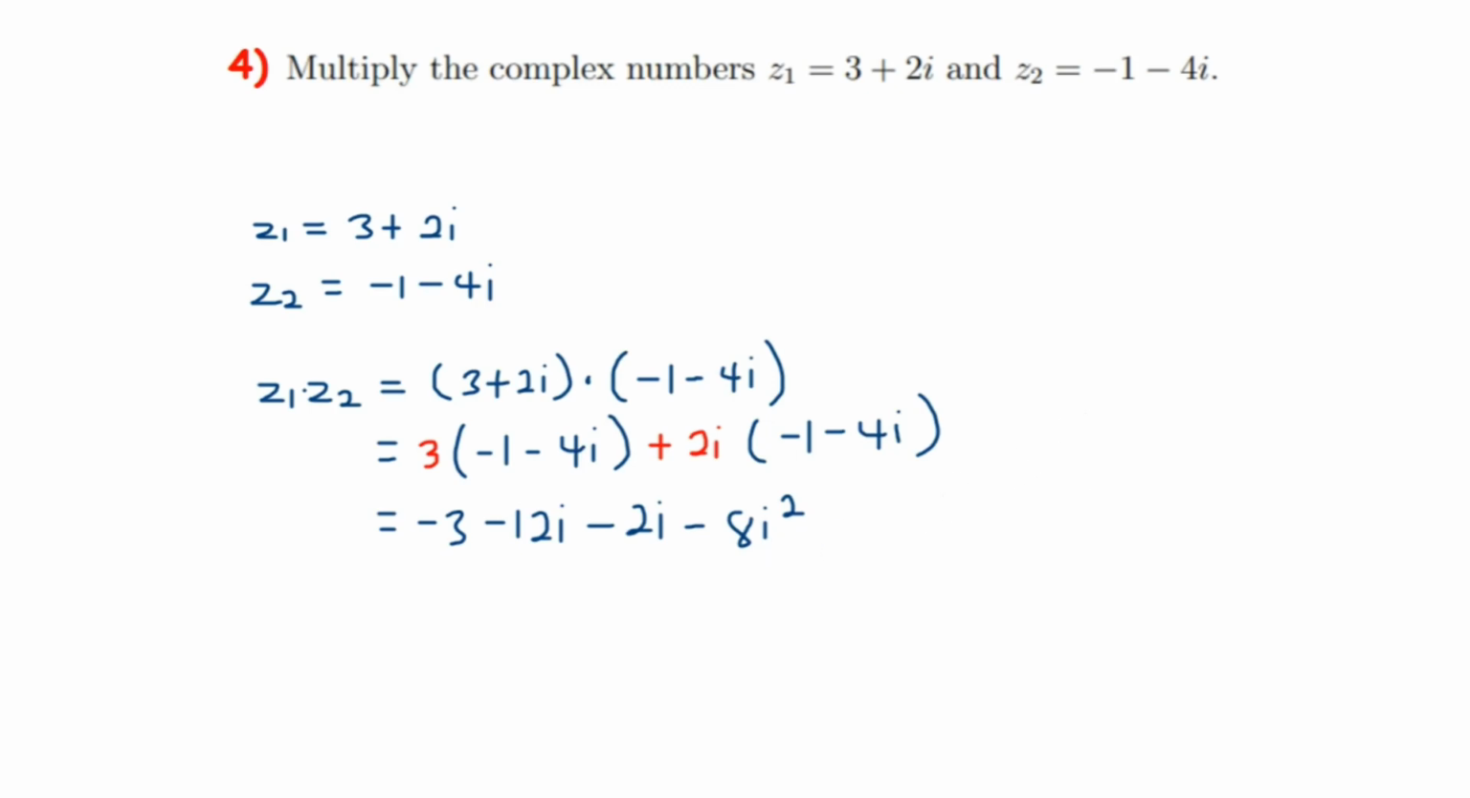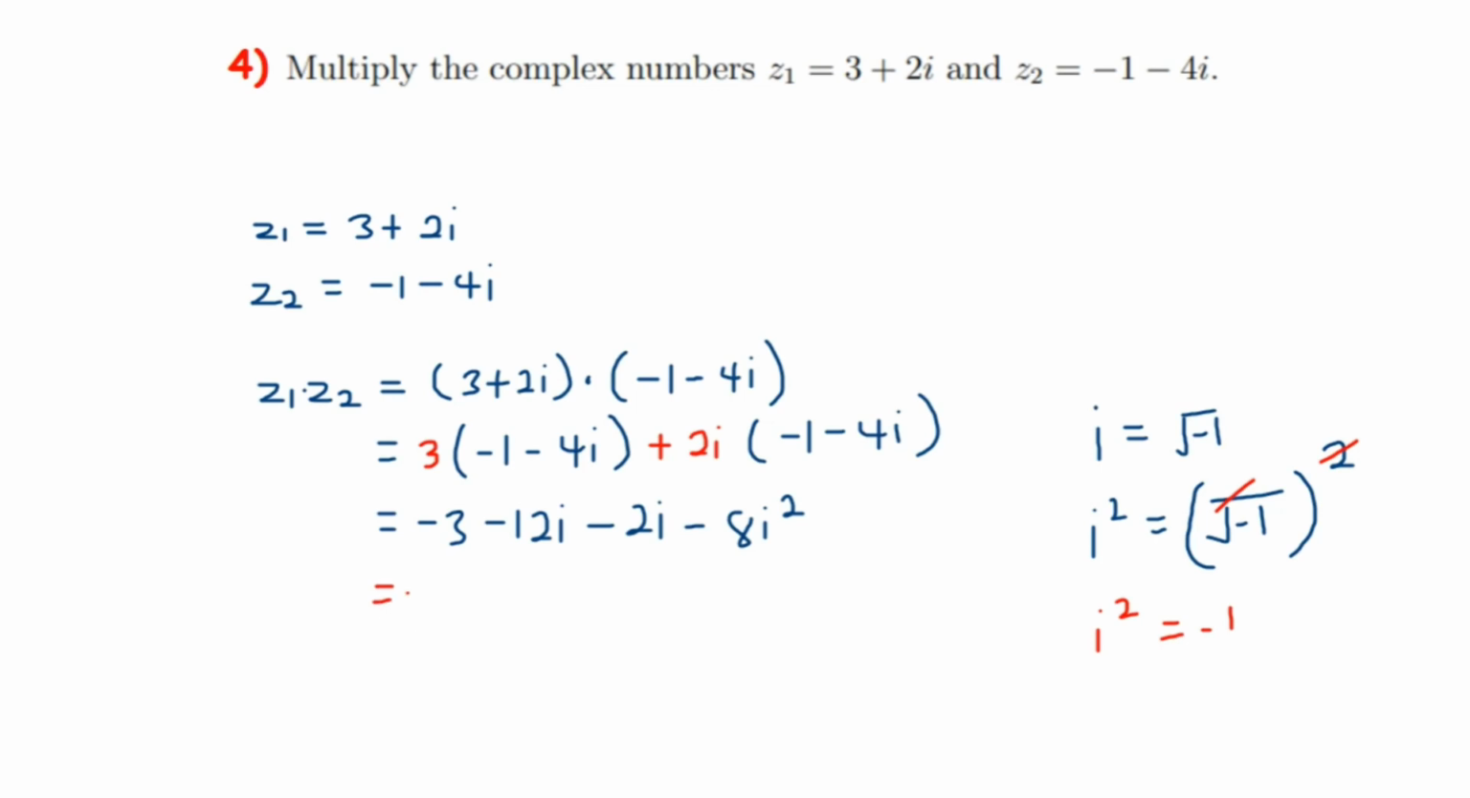Okay, so we know that i equals what? The square root of what? Negative 1. Okay, so i squared will be equal to what? The square root of negative 1, all squared. Okay, so when this happens, this square is going to cancel out the square root. So then you have what? i squared should be equal to what? Negative 1.